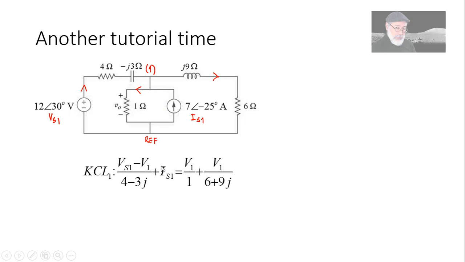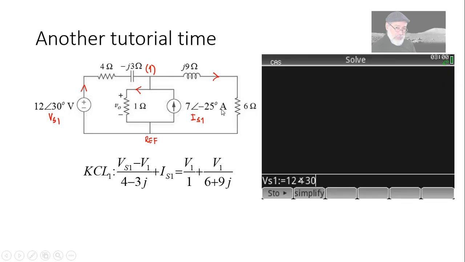Currents going in, well, it's this one on the left, VS1 minus V1 divided by the impedance of the branch, 4 minus 3J, plus the value of the current source IS1, and that is equal to the currents leaving the node 1, that is V1 divided by 1, well, that's V1, plus V1 divided by the impedance on the right-hand side, 6 plus 9J. Enter that in the calculator.